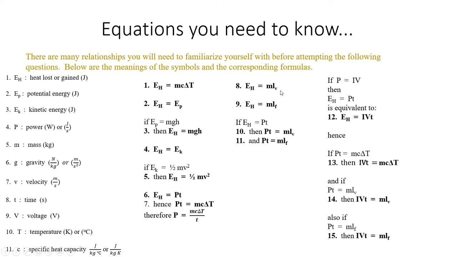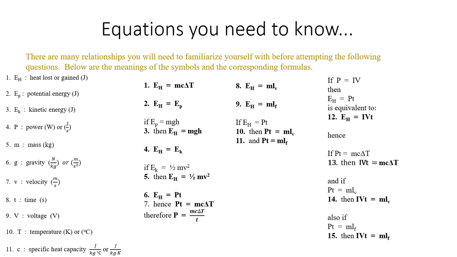EH is equal to mass times latent heat of vaporization. And, oh, I don't even have that there. EH is also equal to M, mass times latent heat of fusion. So if EH is equal to power times time, then PT will be equal to MLV, which is mass times latent heat of vaporization, and PT would also be equal to MLF, which is mass times latent heat of fusion.